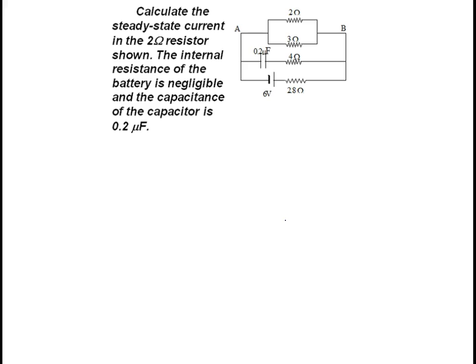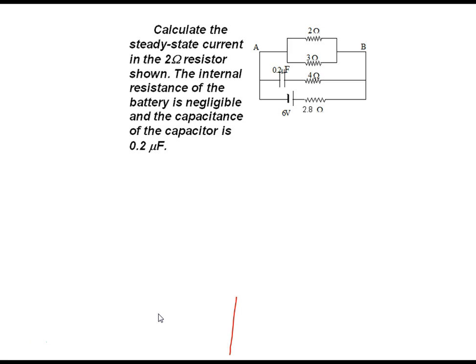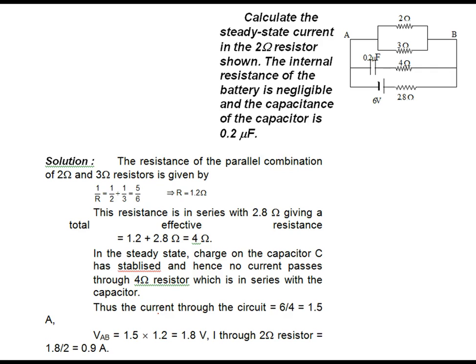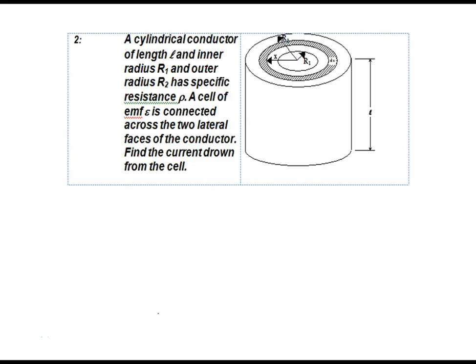Now, one thing is here. Here I have shown the capacitor also. And in the steady state, you know, no current will flow through this branch. I am giving you the hint. You please solve it yourself. So now I will show you the solution. Check the solution.